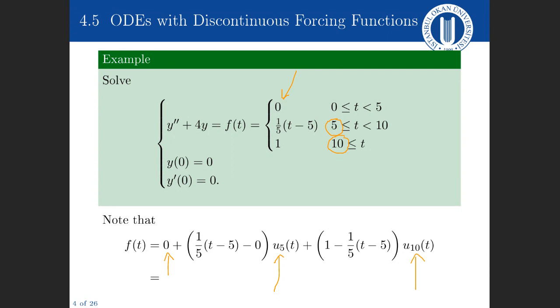At each one of these changes, we do right minus left. At the first change, the function on the right is 1/5 (t minus 5), and the function on the left is 0. So our change is going to be 1/5 (t minus 5) minus 0. And similarly, at 10, the function on the right is 1, the function on the left is 1/5 (t minus 5). So we expect our change or our jump to be 1 minus 1/5 (t minus 5). And I can simplify and rearrange this to 1/5 multiplied by u5(t) times (t minus 5), minus u10(t) times (t minus 10).